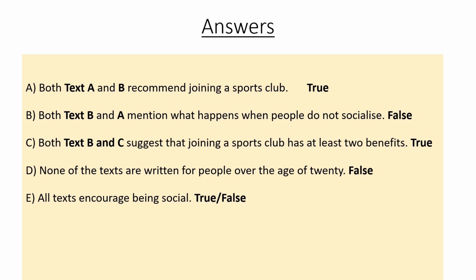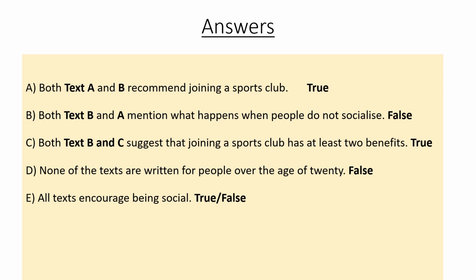And then in text B, we've got that the club is friendly. So that's really kind of recommending it. B, both text B and text A mention what happens when people do not socialise. That's false. So you could literally just look and see if either one of them have a negative tone at all, and that will kind of give you that indication there. Or you could scan physically and see if you can find that information there, which would be a bit harder.